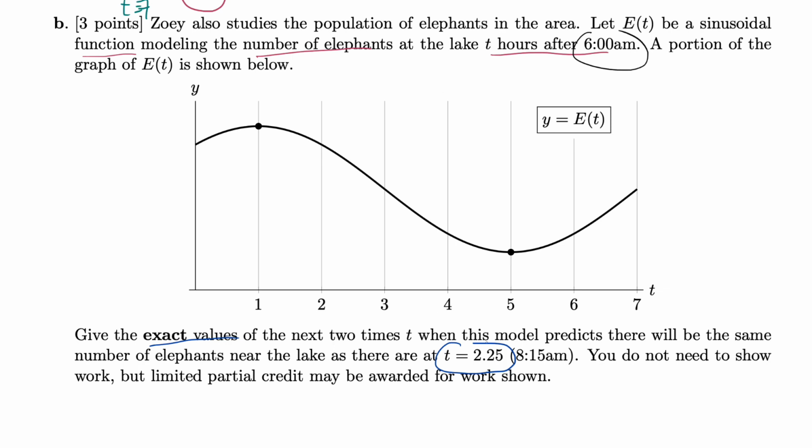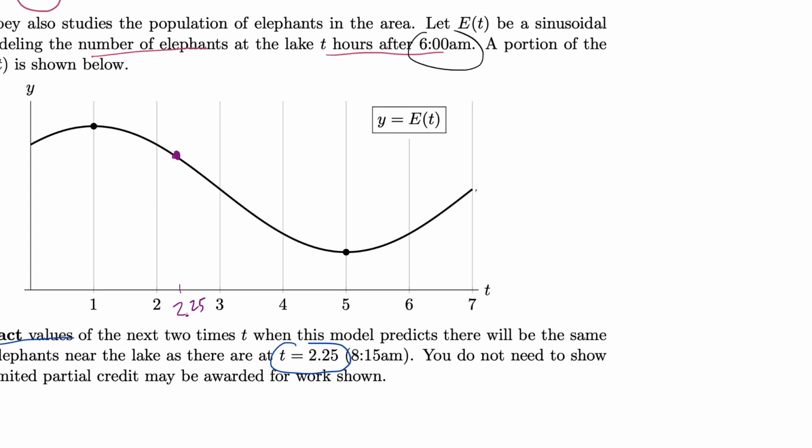Okay, so t equals 2.25 is happening somewhere like here. What they're saying is that obviously this curve keeps on repeating like this, so I can maybe sketch it a little more to the right, and the question is, when are the next 2 times you're getting this output? So the population of the elephants is the same. So you want to find the t corresponding to this point, and the t corresponding to this point, because these 2 points are the next 2 times where we get the same output.